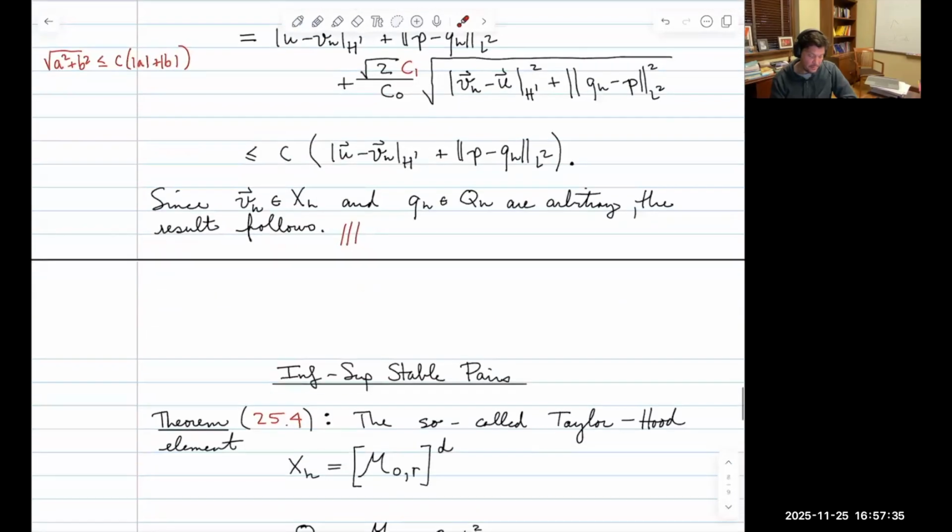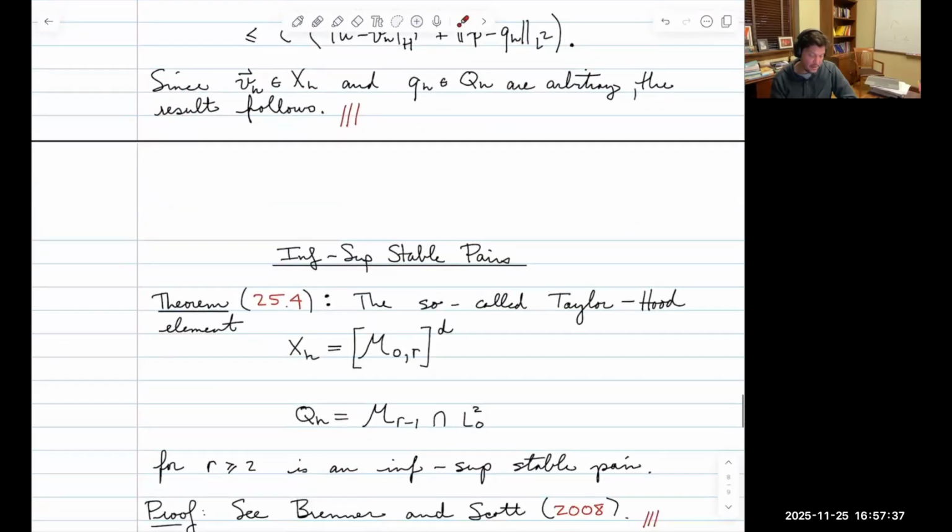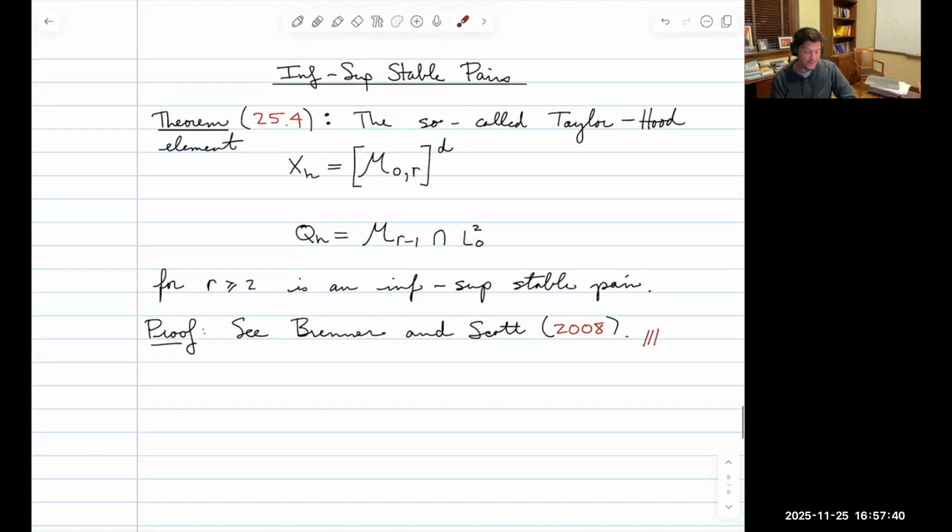Finally, let's finish up here. Finish a little early. What inf-sup stable pairs are there out there in the universe? And what pairs are maybe not inf-sup stable? One of the most famous ones that is inf-sup stable is what's called the Taylor-Hood element.